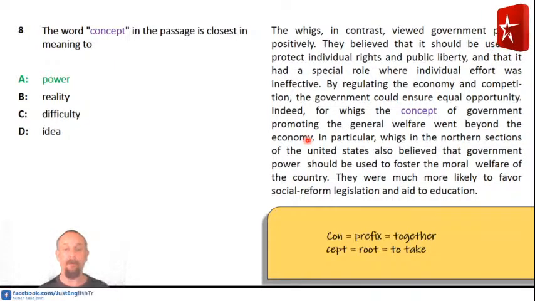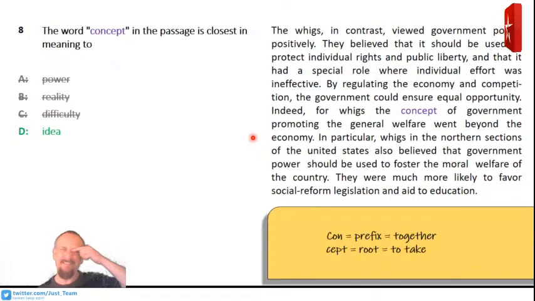We can have more power. If with the reality of government, well, I think we can, the reality of government promoting the welfare, again, putting that word in there, the roots and prefixes aren't helping. But here, looking at the relationship with these ideas, the idea of promotion going beyond something else, we don't have that idea. Difficulty as well, I think we can eliminate difficulty straight away. So we're left with idea, and I think this concept.